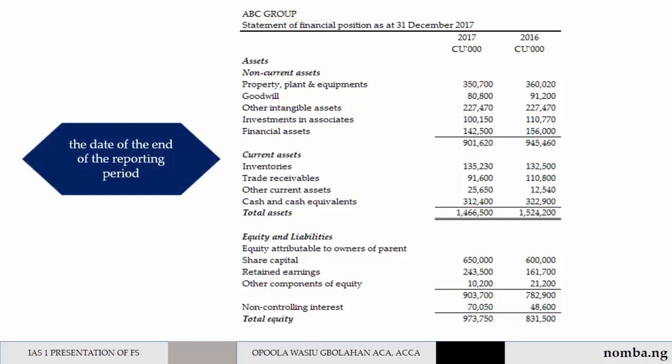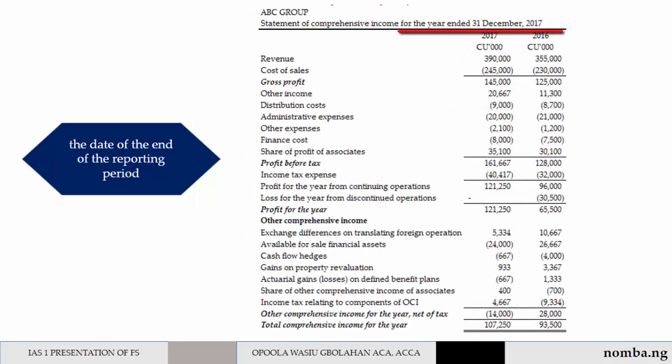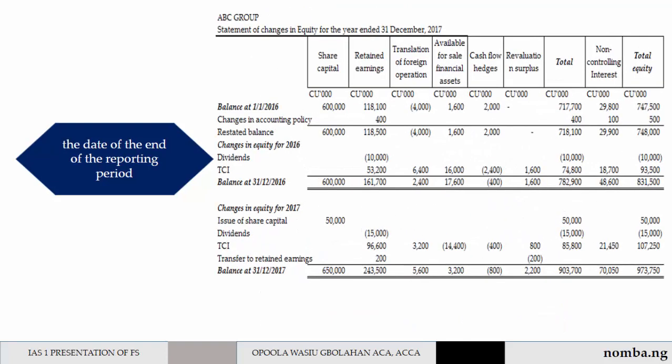Also, the date of the end of the reporting period or the period covered by the set of financial statements or notes. In this case, for this statement of financial position, it is presented as at 31st December 2017. If it is a statement of profit or loss, it will be presented for the year ended 31st December 2017. If it is a statement of changes in equity, it will also be presented for the year ended 31st December 2017. Okay? So the reporting date is very important.